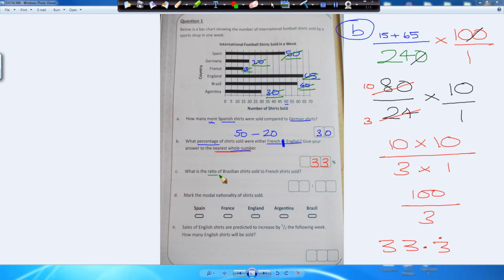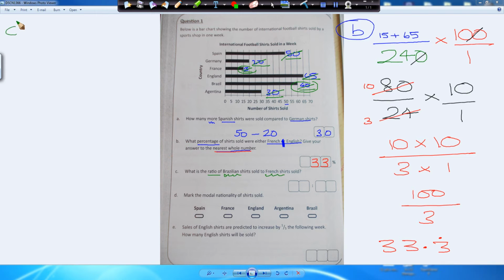What is the ratio of Brazilian shirts sold to French shirts sold? So we're looking at Brazil and French. Where's Brazil? Brazil is 60. It was 60. And what's the other one? French was 15. 15. So let's write it down like this on this side now.